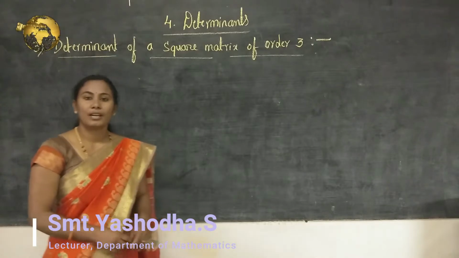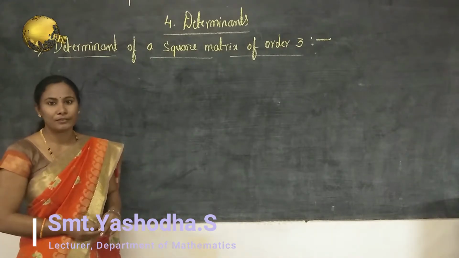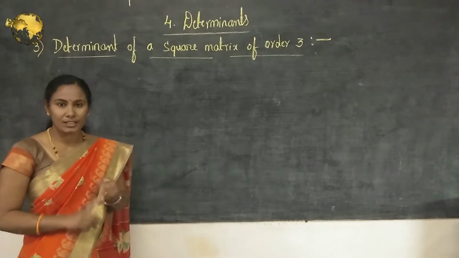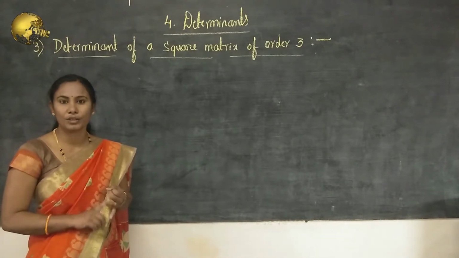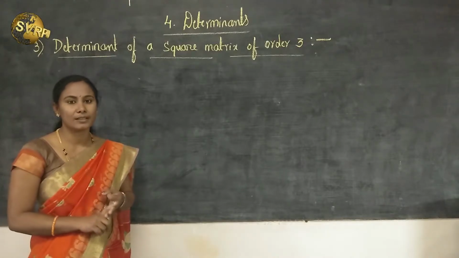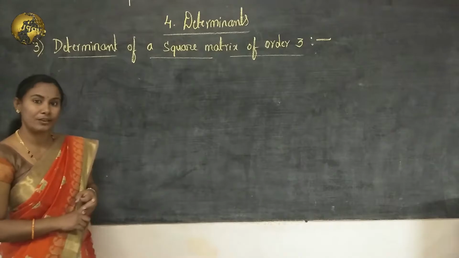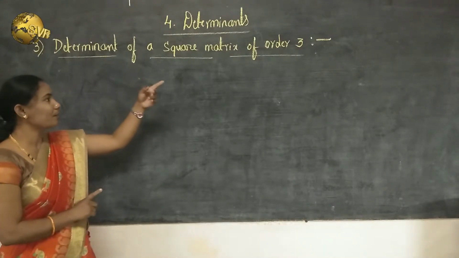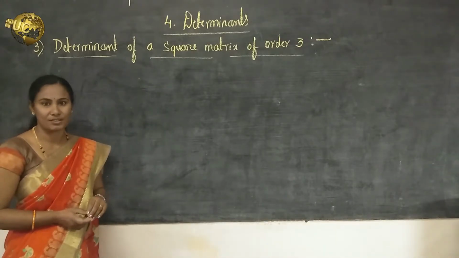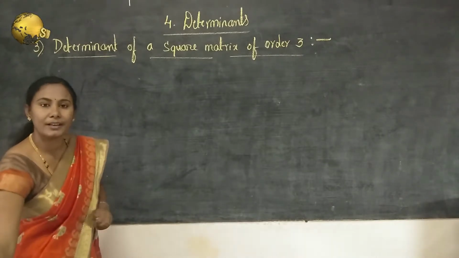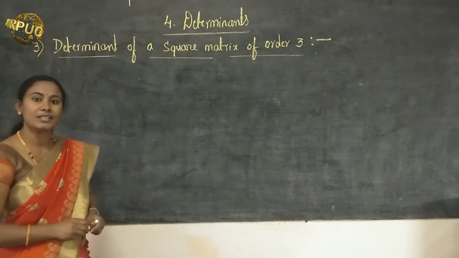Students, today we will continue the last part of determinants. In the last part we learned what a determinant is, how to denote the determinant, and how to expand the determinant up to order 2. Now in this class let me go for the expansion of the determinant of a square matrix of order 3. For this, first let me consider a square matrix of order 3.